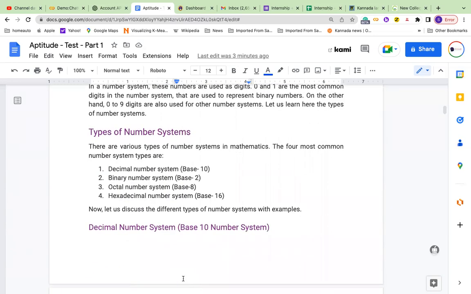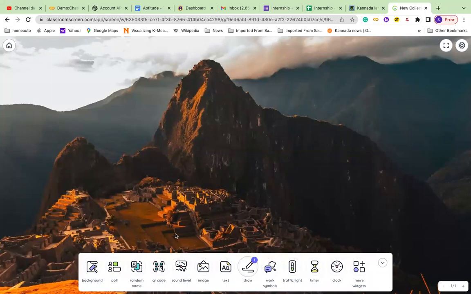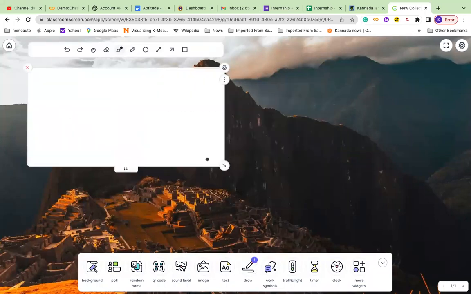In number system questions, the first thing is the different types of number systems: the decimal number system, binary number system, octal number system, and hexadecimal number system. I have already covered this if you attended the Python Pro class. But for somebody who has not joined that, I'm trying to explain what exactly a number system is.